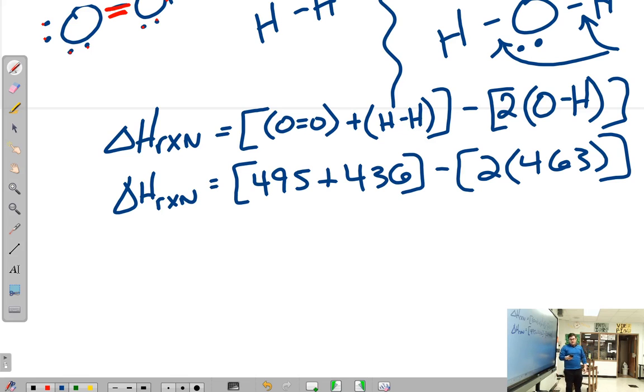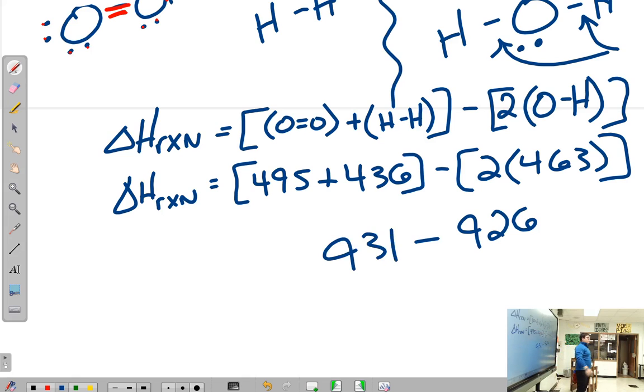Run to my handy dandy calculator. Just this right side? Yeah, 463 times 2 is minus 926. Negative 926. Cool. What about the left side? 495 plus 436 is 931. What's 931 minus 926? 5.